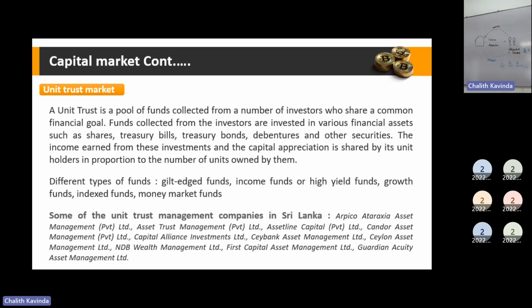Right. So now we are going to discuss a different type of market. It's not coming under the capital market. So I will explain how it happens. Simply, we call this the unit trust market. Do you know about unit trust?